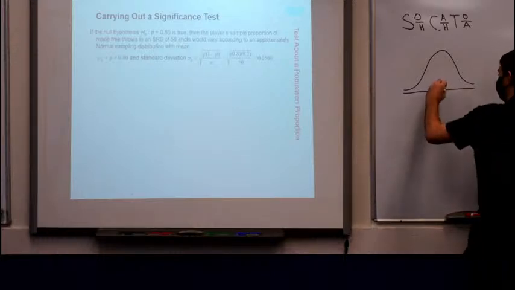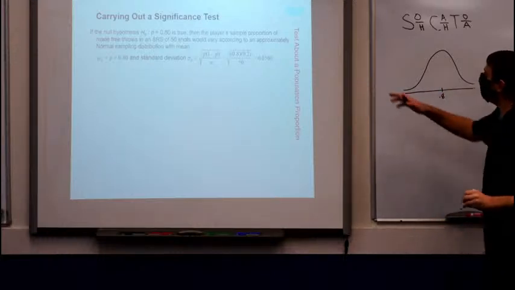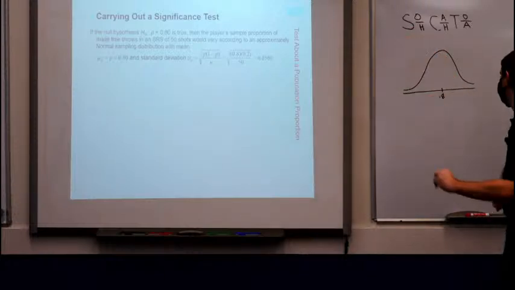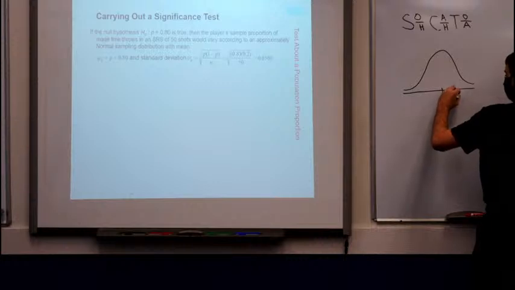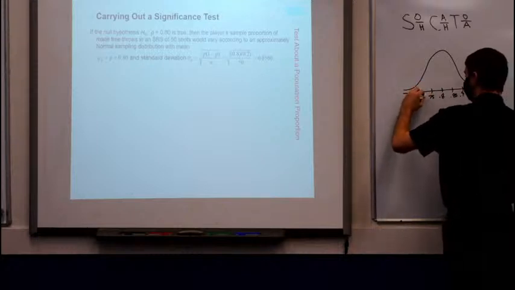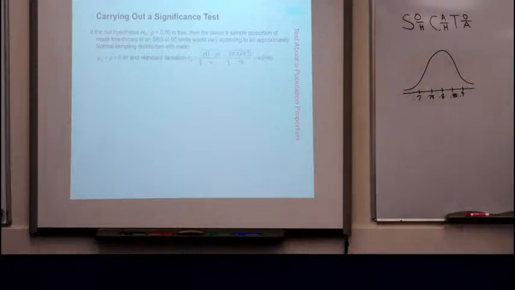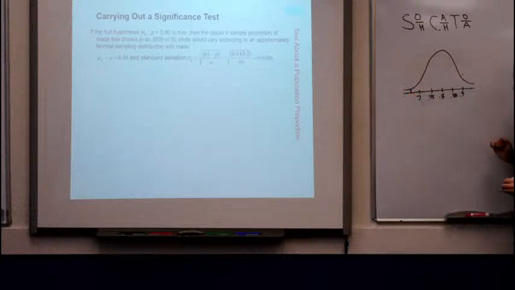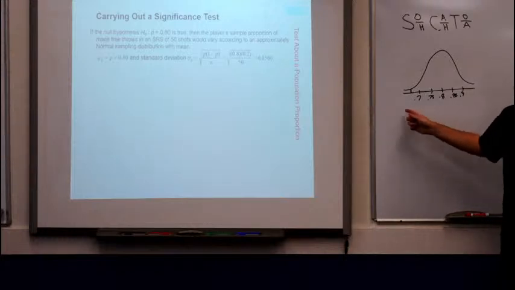So the mean is 0.8. For the standard deviation, I'll use 0.05 just for the purpose of this example and keeping the numbers good. So 0.85, 0.9, and so on. Here's 0.75. Here's 0.7. And my percentage was 0.64, so it was down here. We are finding the probability of getting this low of a sample.